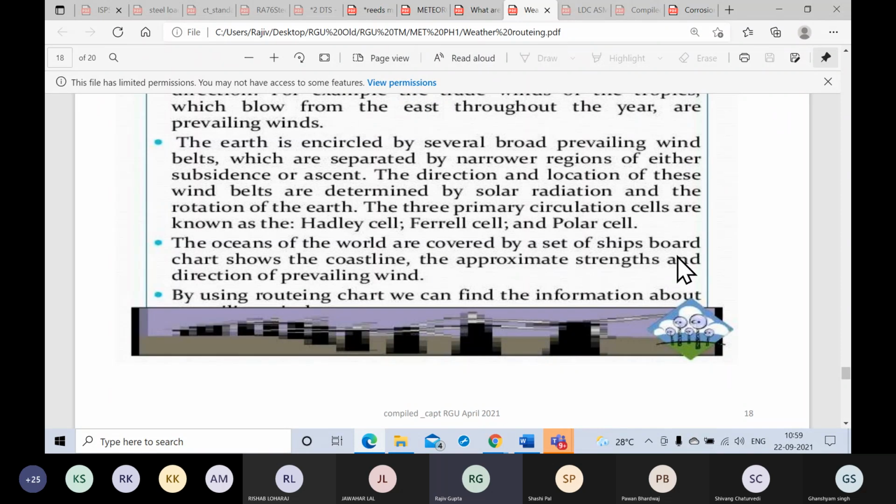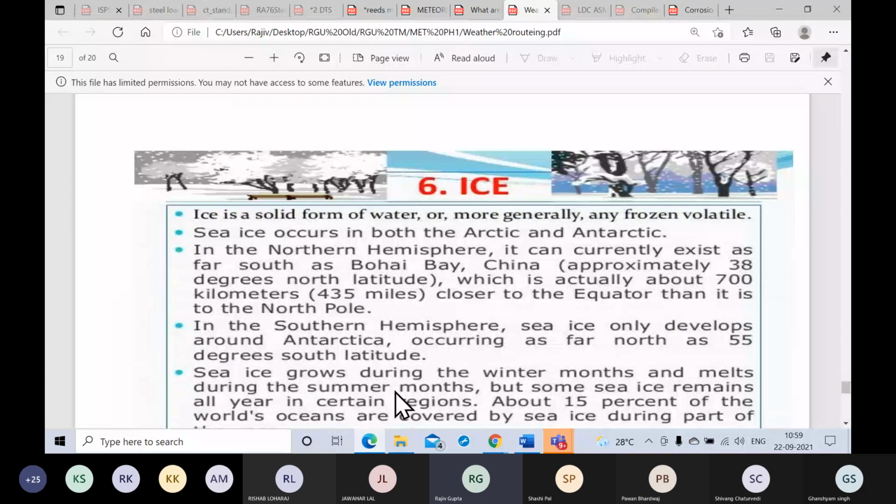You can use the routing charts to find out information about the prevailing winds. And of course, ice, which is also a concern for the navigator. This information is also captured in weather maps and can be used. For advantage here means to avoid the area.